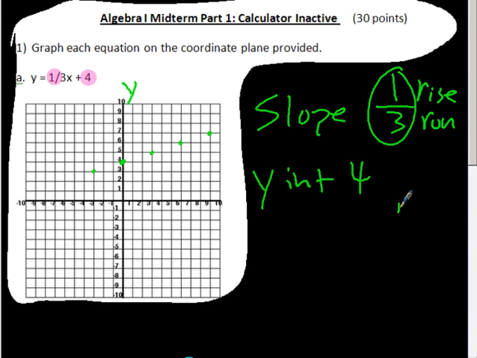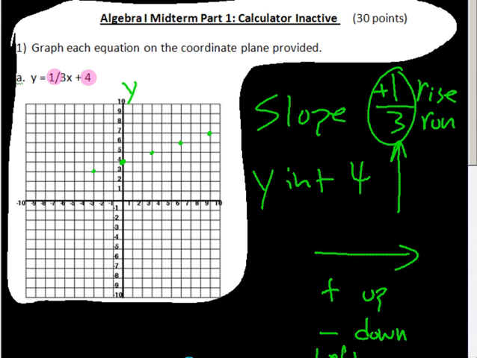Remember, we're always going to the right with slope. The question is, do we go up or down? When it's positive, we go up. When the slope is negative, we go down from left to right.